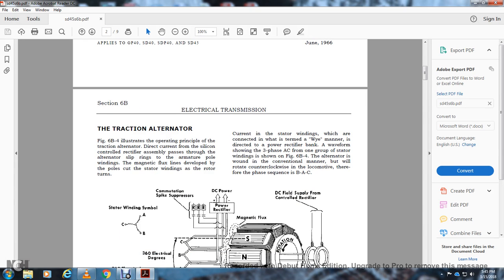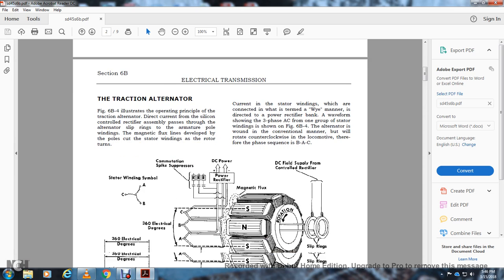For the traction alternator, 6B1 and 6B4 illustrate the operating principle. Direct current from the silicon controlled rectifier assembly passes through the alternator slip rings to the armature pole winding, with magnetic flux developing at the poles and cutting the stator winding as the rotor turns. The stator windings are connected in a Y manner, directly to the power rectifier bank, with the waveform showing the three-phase AC. The alternator is wound in a conventional manner but rotates counterclockwise in the locomotive, thereby giving the phase sequence A, B, A, C.